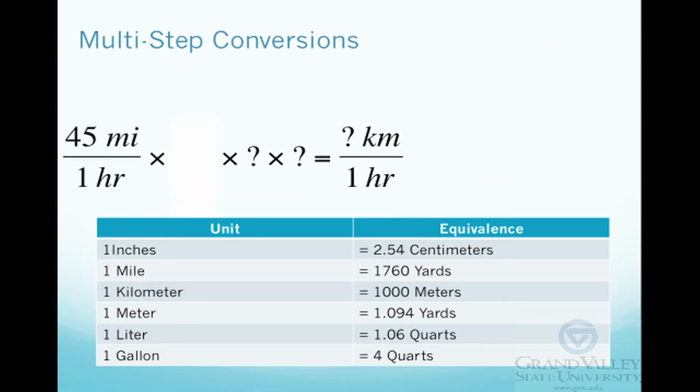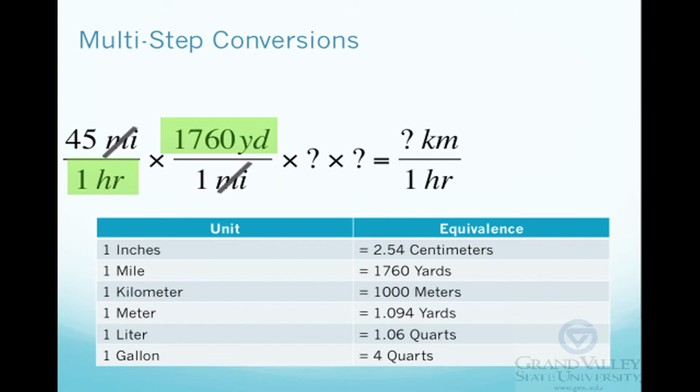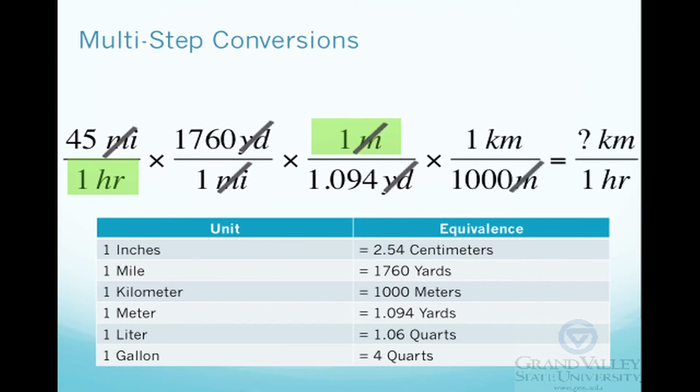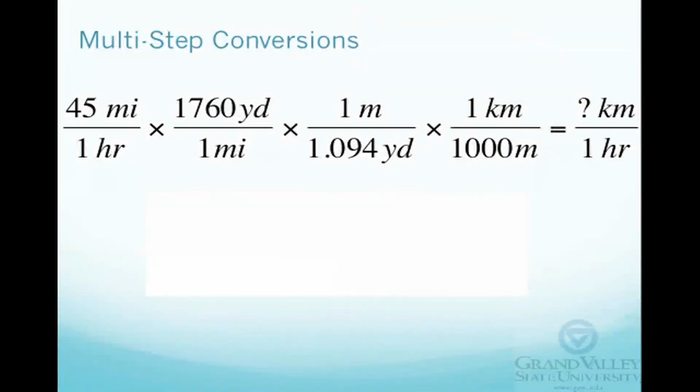Now comes the time to make sure all the correct units cancel out. Starting at the left, we see that miles are in the numerator spot, so in our first unit factor, we should have miles in the denominator spot, so that they cancel and leave us with yards per 1 hour. Since we know 1,760 yards are in 1 mile, 1,760 yards will be in the numerator spot. We repeat the same step for meters and kilometers and end up with this.